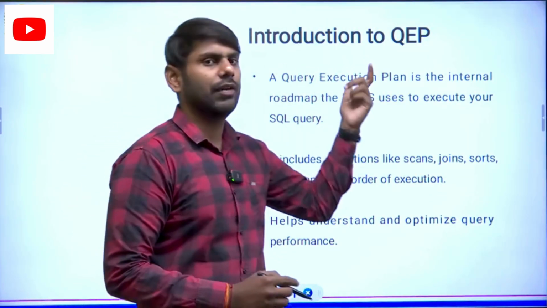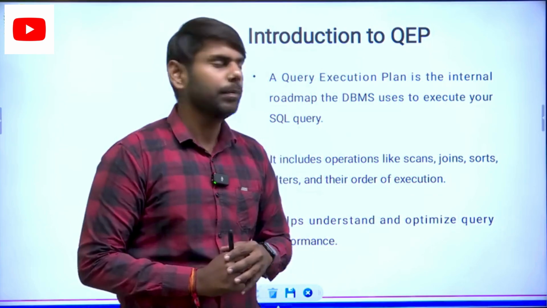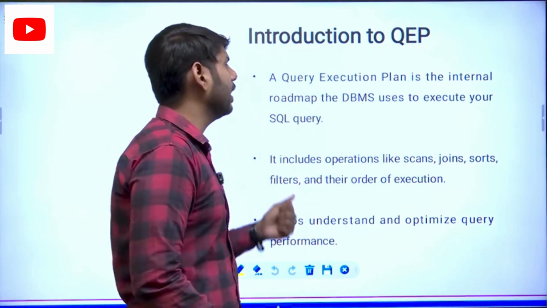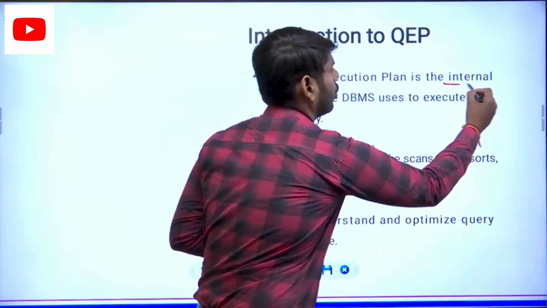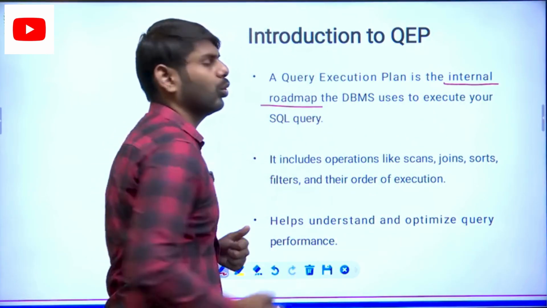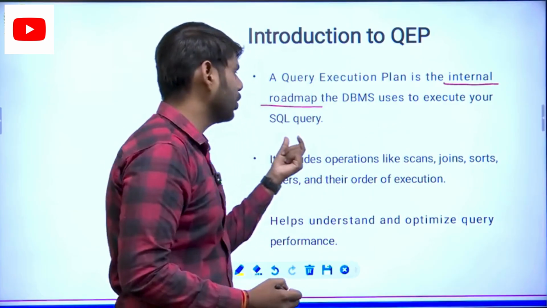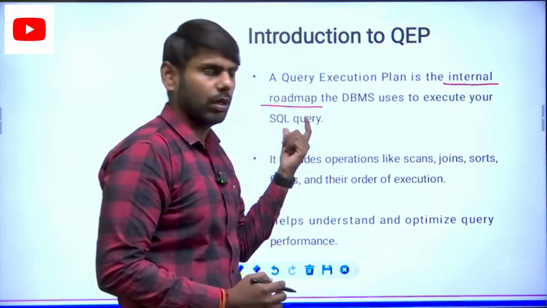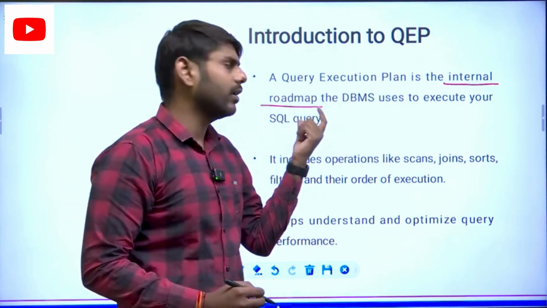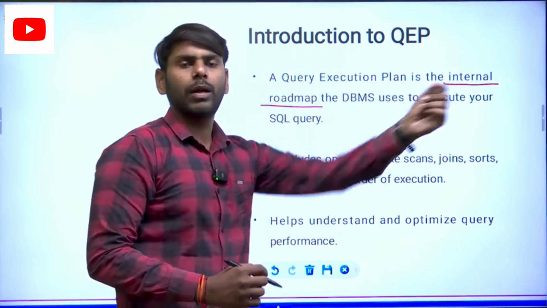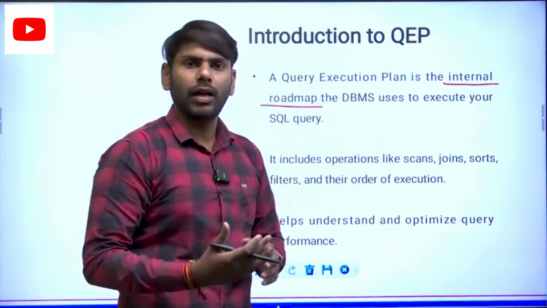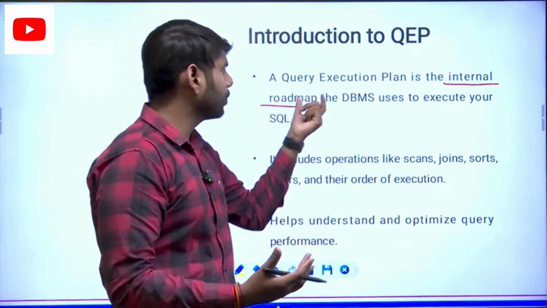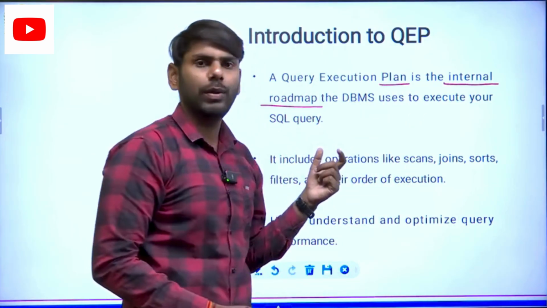First of all we will start with our QEP, which is the query execution plan. The first point is: a query execution plan is the internal roadmap the DBMS uses to execute the SQL query. So if we are trying to execute our particular SQL query, this is the internal roadmap. You can understand a roadmap, right? In a roadmap we have multiple streets, and we have a particular map of how we have to go step by step. So this is actually the plan of how your SQL query is going to be executed.